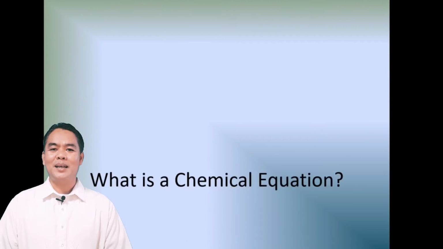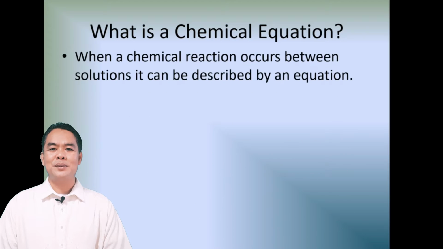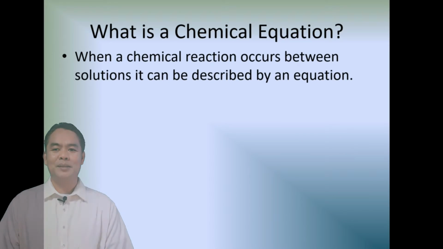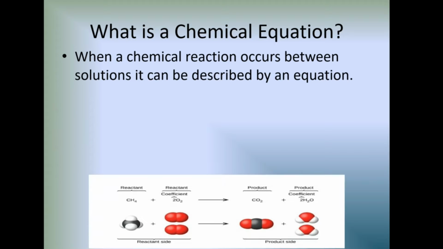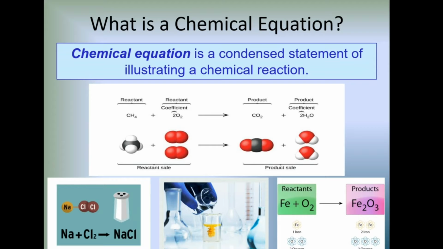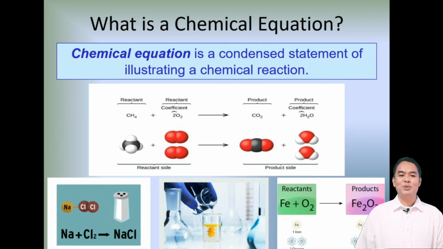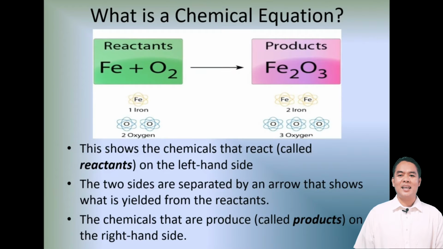What is a chemical equation? When a chemical reaction occurs between solutions, it can be described by an equation. A chemical equation is a condensed statement illustrating a chemical reaction. A chemical reaction has two parts, the reactants and the products.